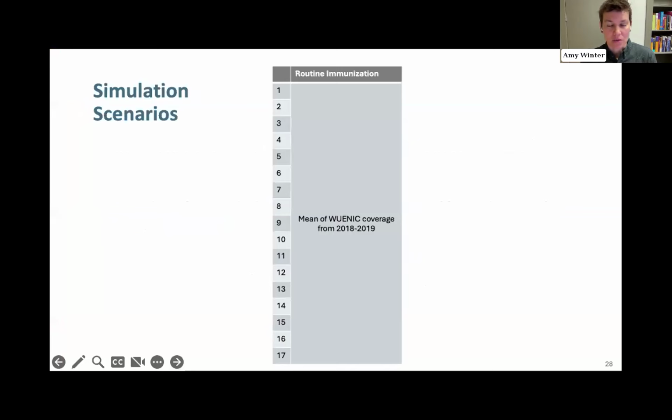For each country and model, we ran a no vaccine baseline scenario that accounted for future changes in demography. In addition to that no vaccine scenario, we also ran 17 different rubella vaccine scenarios, as you can see here. In all 17 vaccine scenarios, we assume that routine coverage remains constant at the mean of the 2018 and 2019 levels, per the WUENIC estimates. In other words, we do not assume any improvement of RI into the future. This is a conservative assumption because after rubella vaccine introductions, typically we do see increases.